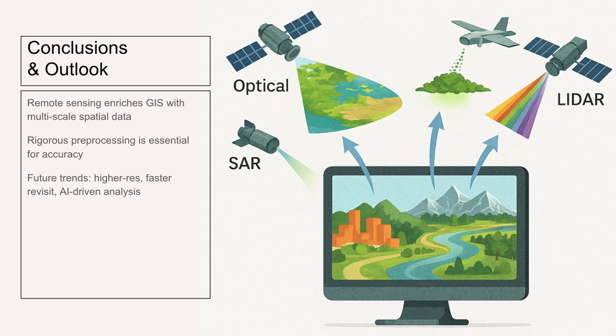However, the accuracy of remotely sensed data depends on careful preprocessing and correction. Geometric, atmospheric, and radiometric distortions can significantly affect data quality, making correction techniques essential for reliable analysis. As remote sensing technologies continue to evolve, their integration with GIS will play a pivotal role in addressing global challenges related to sustainability, urban development, and climate monitoring.